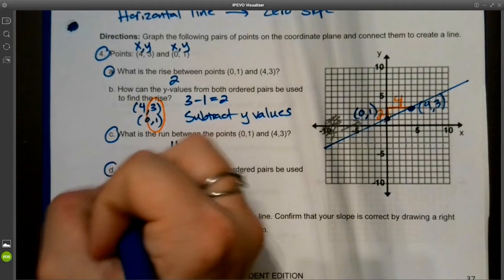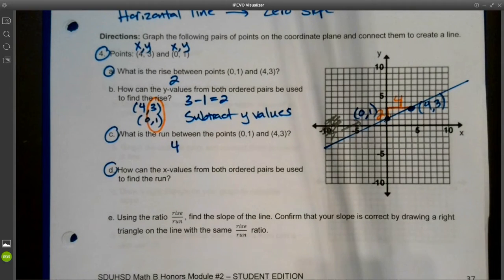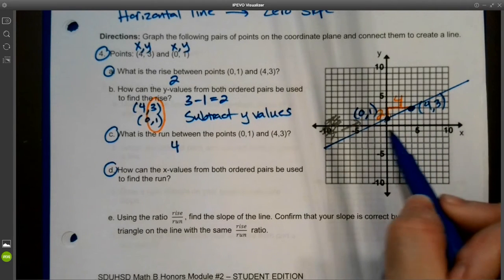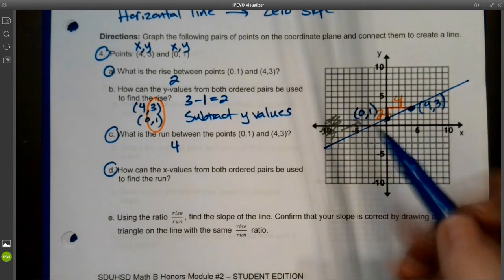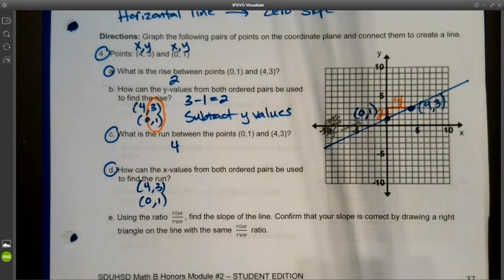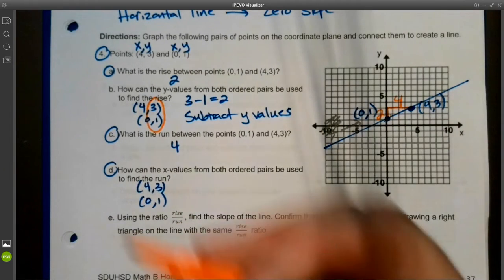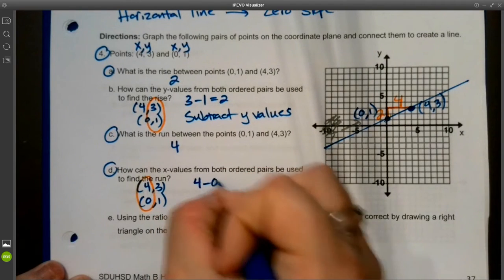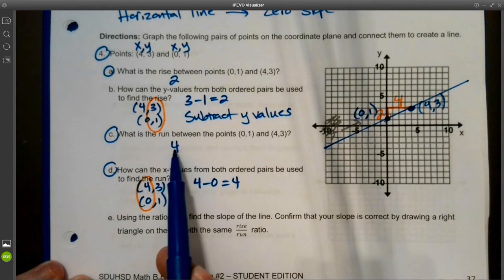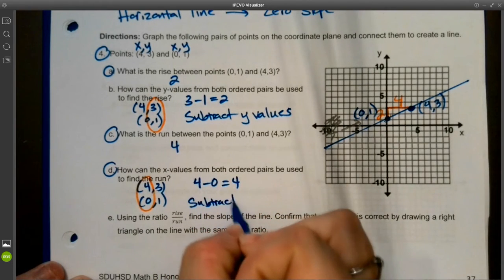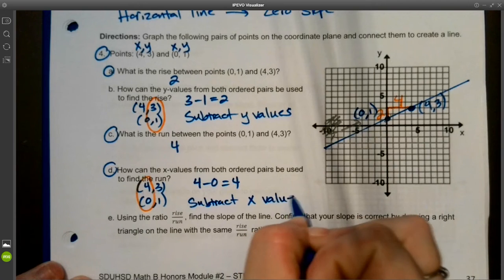But the question is D. How are we going to use the x values from both ordered pairs to find the run? So remember what the run is. It's a difference in x values. It's a horizontal shift. So again, if I write down (4, 3), and underneath it I write (0, 1), and I look at those x values and I subtract them, if I take 4 minus 0, it's not a surprise that I did get the value of the run. So if we subtract x values, we can actually find the run.